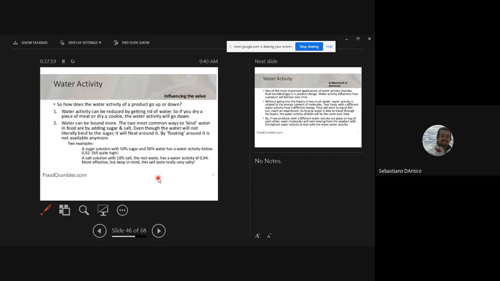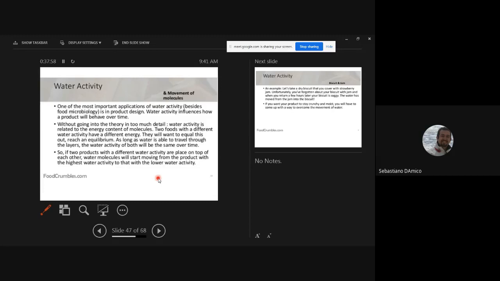So a sugar solution with 50% sugar and 50% water has a water activity below 0.9, which is quite high still, if we consider this scale 0 to 1. Okay? A salt solution with 10% salt and the rest water has a water activity of 0.9. More effective, but keep in mind that this tastes really very salty.